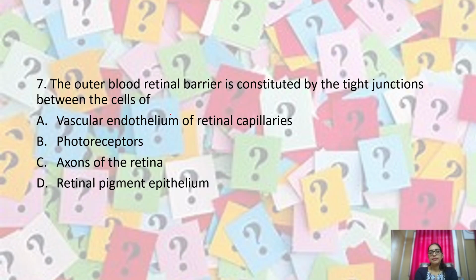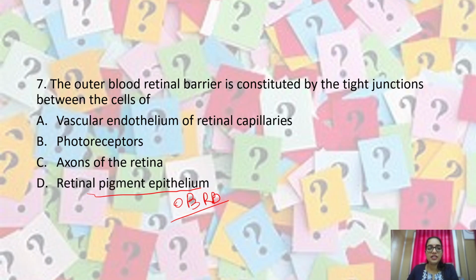The outer blood retinal barrier is constituted by tight junctions between the cells of the vascular endothelium of retinal capillaries, photoreceptors, axons of the retina, and retinal pigment epithelium. So the important function of the RPE is to maintain the outer blood retinal barrier. The blood retinal barrier is important to protect the integrity of the retina against drugs and toxins.